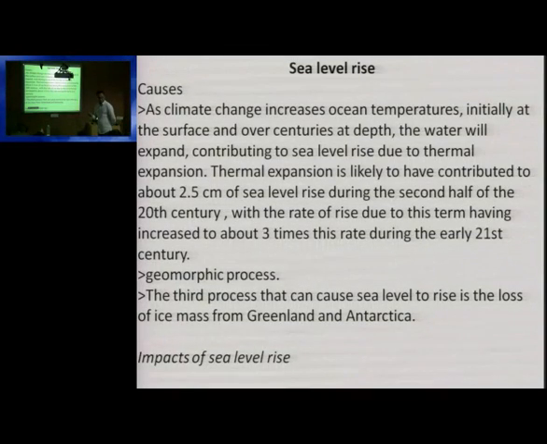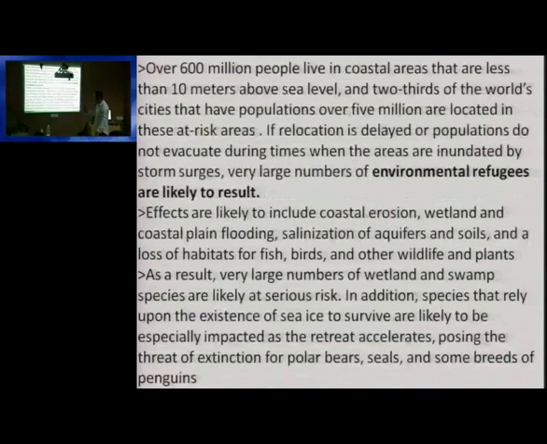What are the impacts? I have written elaborately, so I'll be just reading. Please interrupt me if I miss out any point.